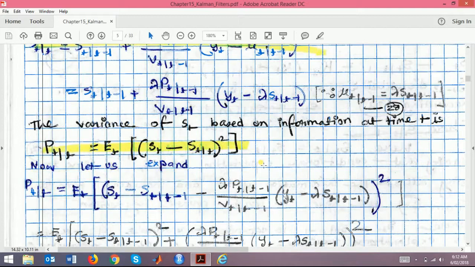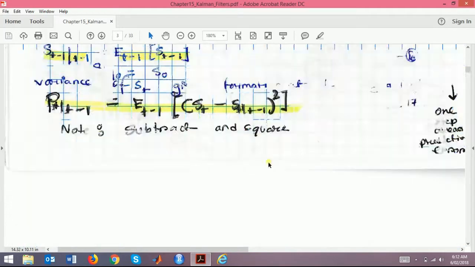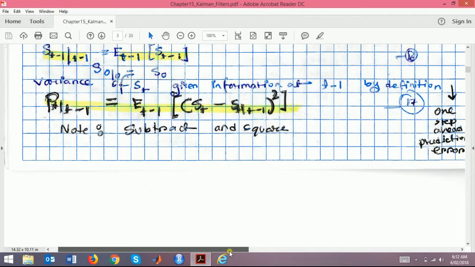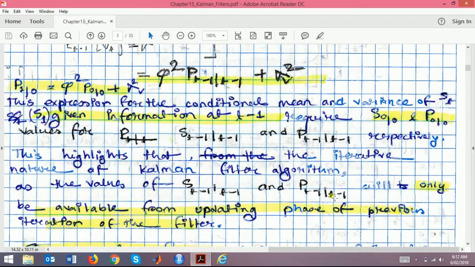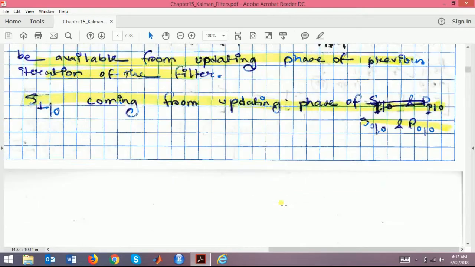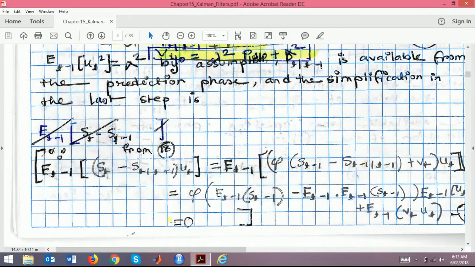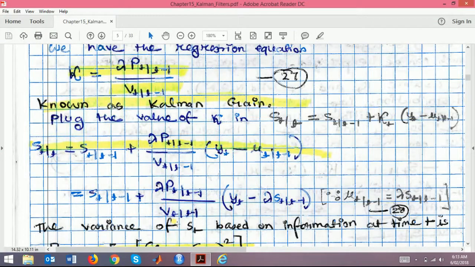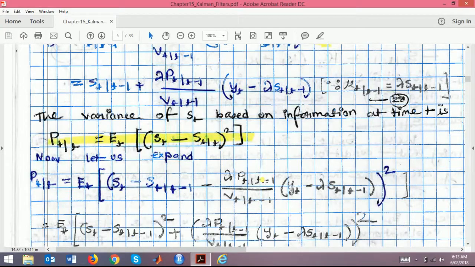Basically we already know that p10 comes from phi. Let me just revise one more time. So p10 represents the s1 minus s10, but p10 estimates phi square p00. So p10 here is nothing but s1 minus s10 squared, which we already know. So we can plug that inside the Kalman gain equation, and we can also represent this equation as p10 equals s1 minus s10 whole square.